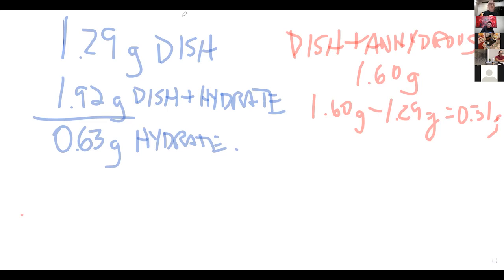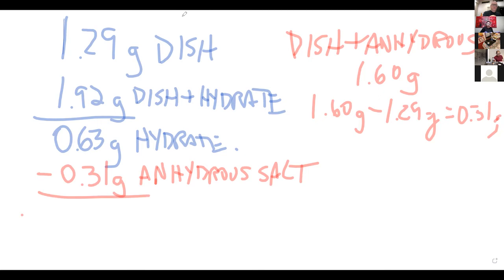Okay. So what is the mass of the water? Well, that would be the mass of the hydrate minus the mass of the salt. That's 0.32 grams of water.